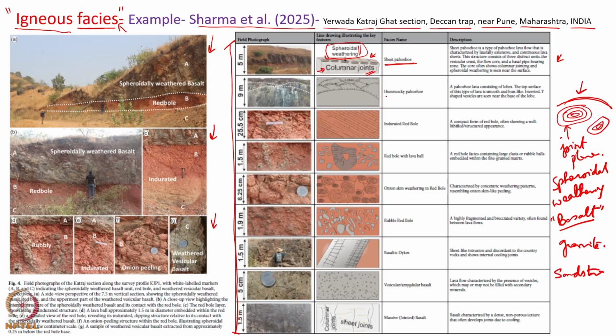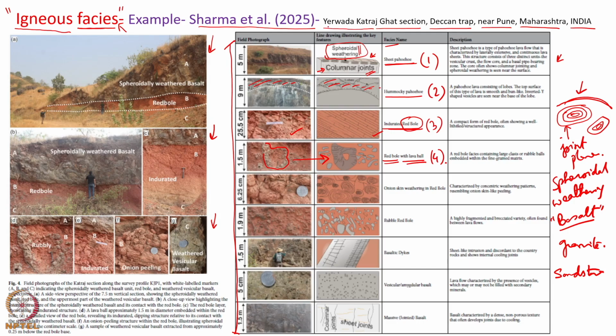Now come to the second one, Hammocky Pahoe facies type. Here on the plan view one can make out the Pahoe geometry. The third is the indurated red bowls. Red bowls I have already defined, and here is the appearance and here is the sketch. Red bowl with lava ball, fourth facies. This is the example of a lava ball and here is the sketch.